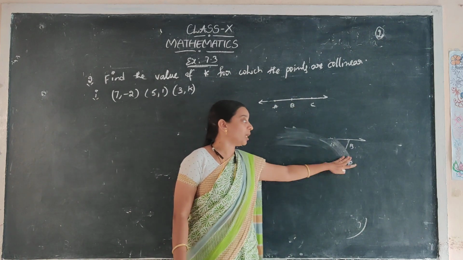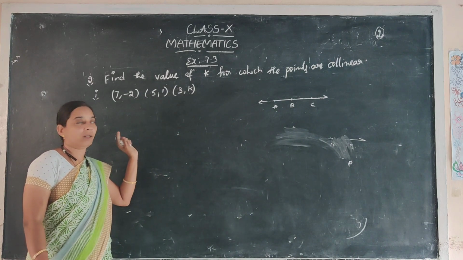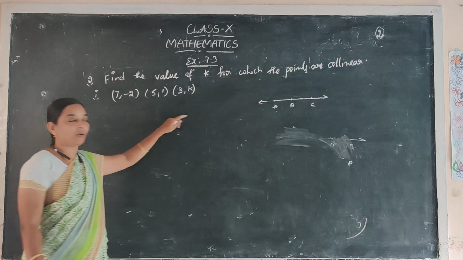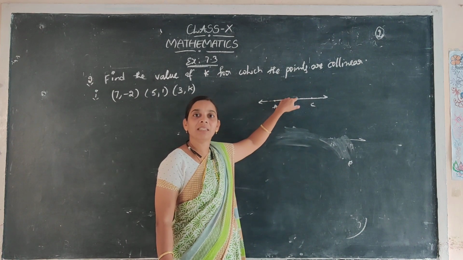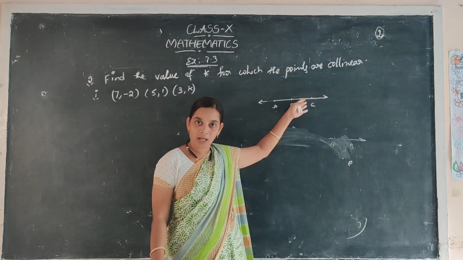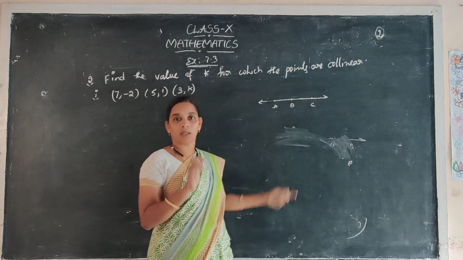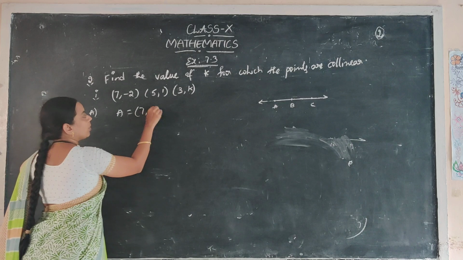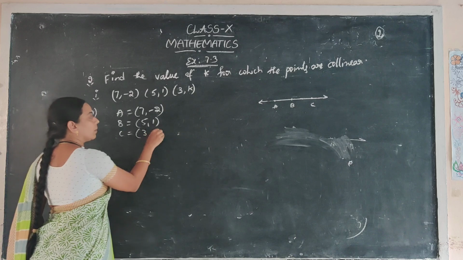In the first Roman I introduced the area of a triangle formula, and in that formula you have to take it equal to 0. By using that formula you have to solve this sum. Why? Because all these 3 points are lying on the same line, so it is not possible to draw a triangle using these 3 vertices. So the area of the triangle is 0. So the first point A is 7 comma minus 2, B point is 5 comma 1, C point is 3 comma 3.